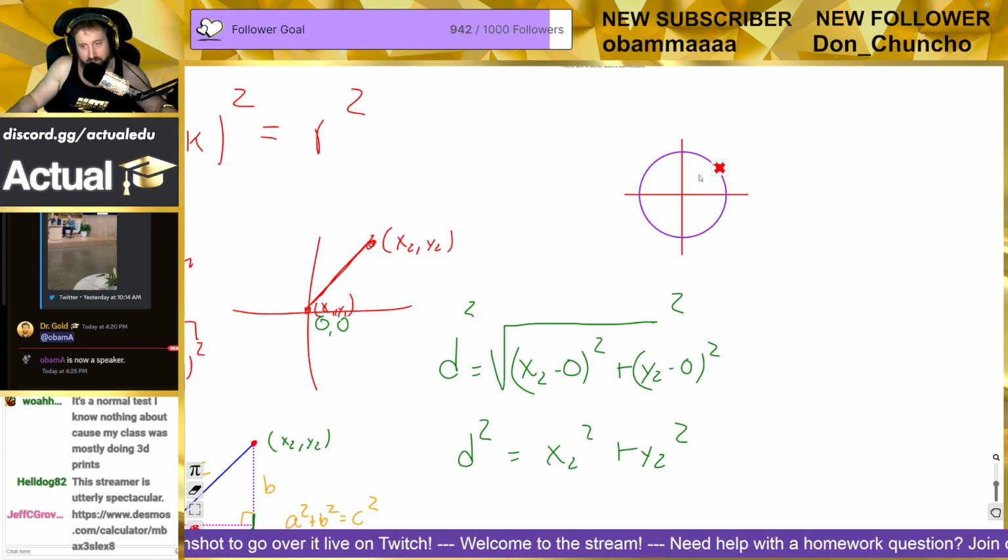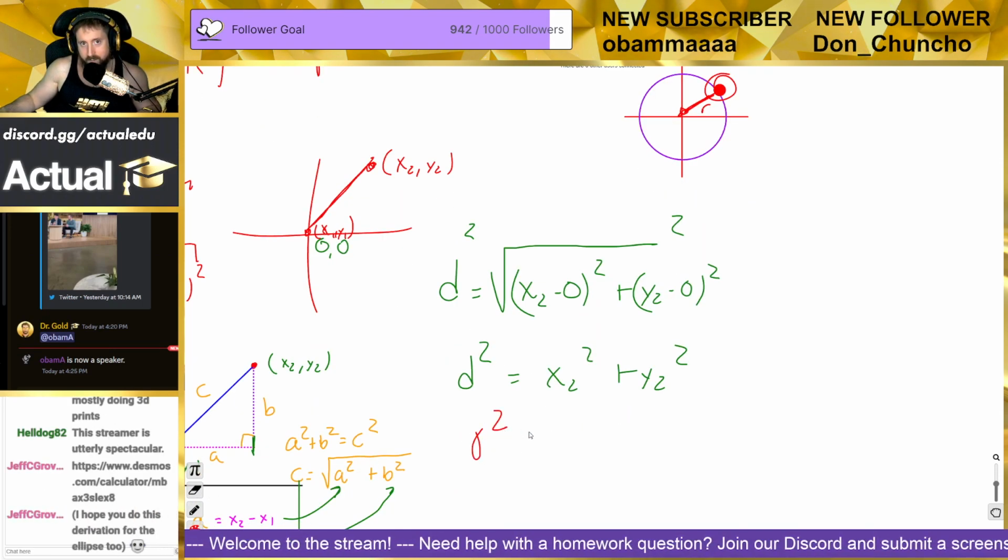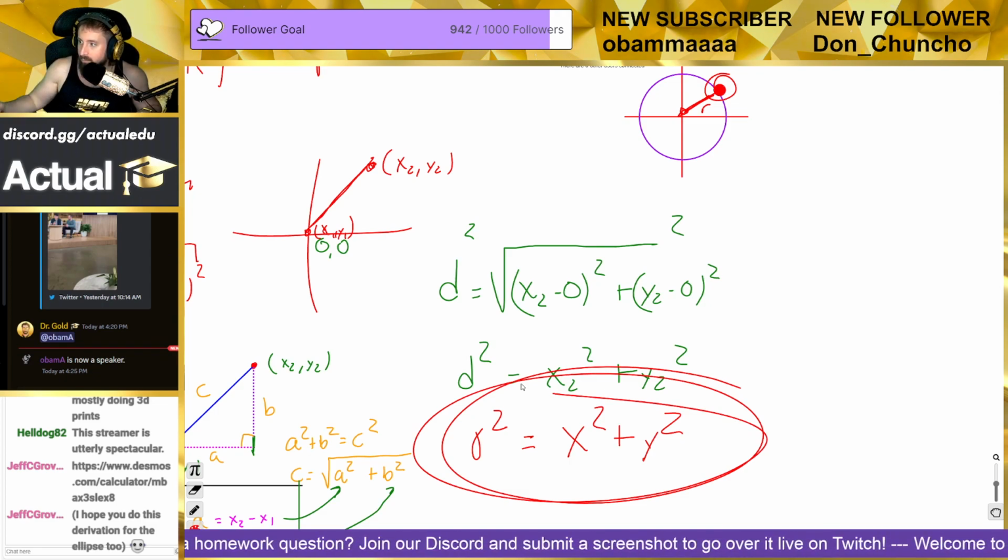The same distance? Yes. So for a circle, the distance from a point on the circle to the center of the circle is always the same. And what do we usually call that? The radius, yeah, exactly. So look at this: the distance is the radius. So r squared is equal to x squared plus y squared. This is the equation of a circle.